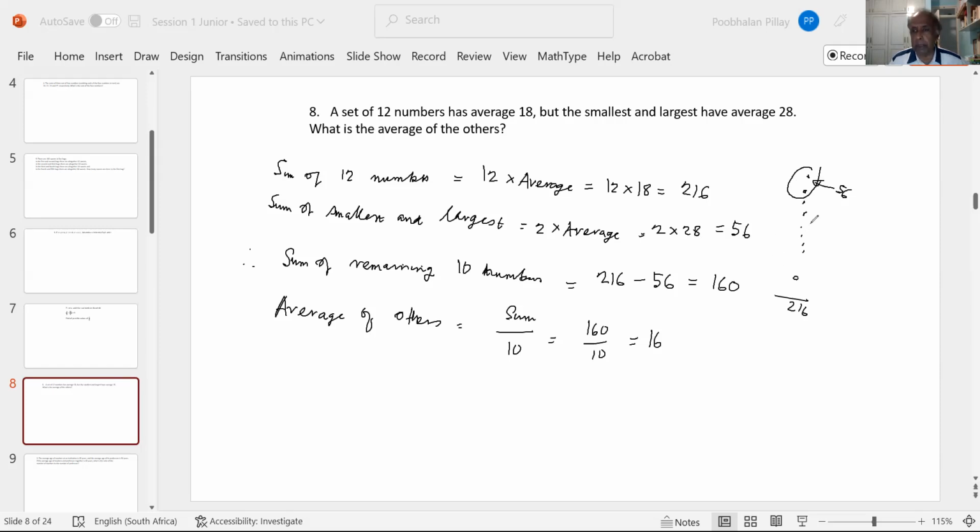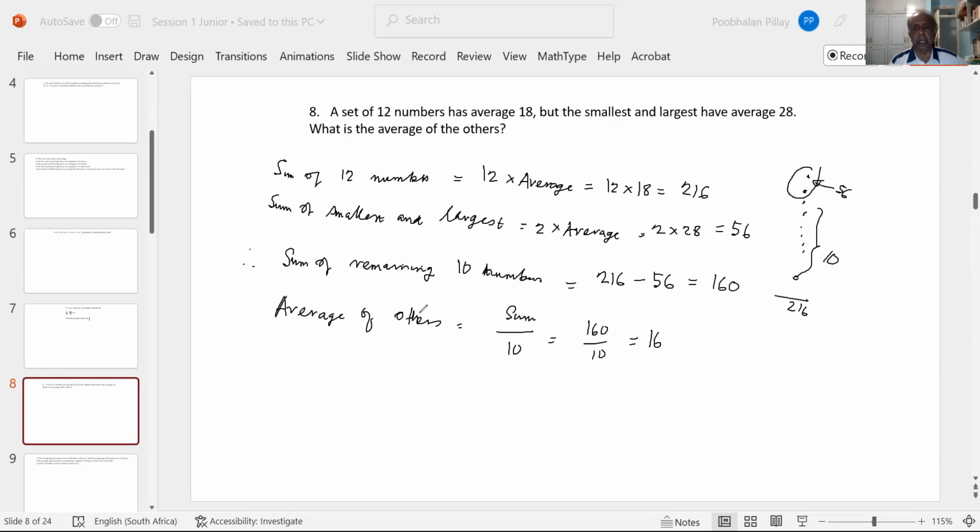And the whole 12 numbers, they all add up to 216. So immediately you should know what the sum of the remaining 10 numbers is. There it is. The sum of the remaining 10 numbers is 216 minus 56, because 56 plus the remaining 10 numbers is 216. So the sum of the other 10 numbers is 160.